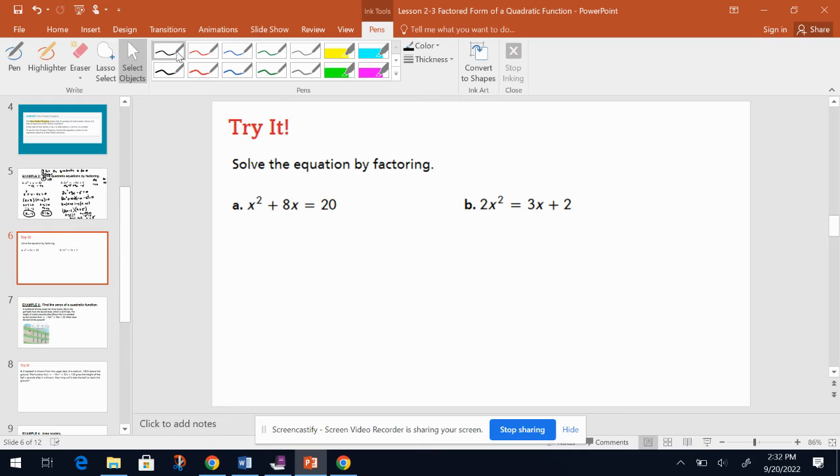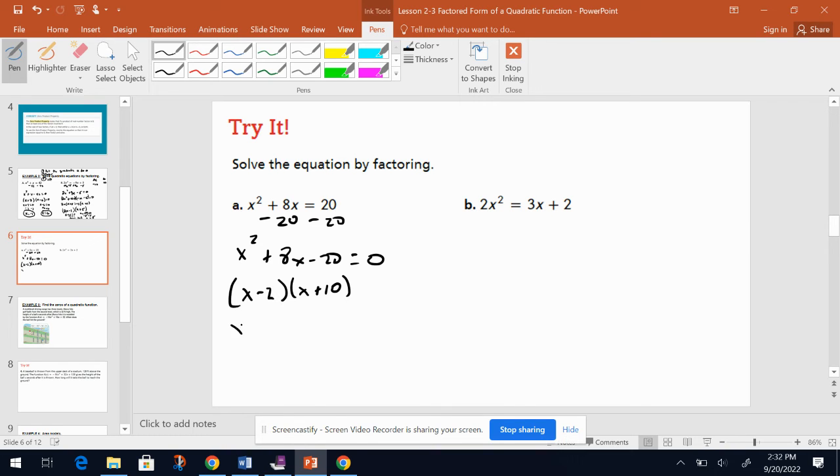Okay, so again, we're going to set it equal to 0. So I'm going to subtract the 20. x squared plus 8x minus 20 is equal to 0. I can just do the puzzle method here because there's no number in front. Two numbers that multiply to negative 20 and add to 8. That would be what? Minus 2 plus 10.